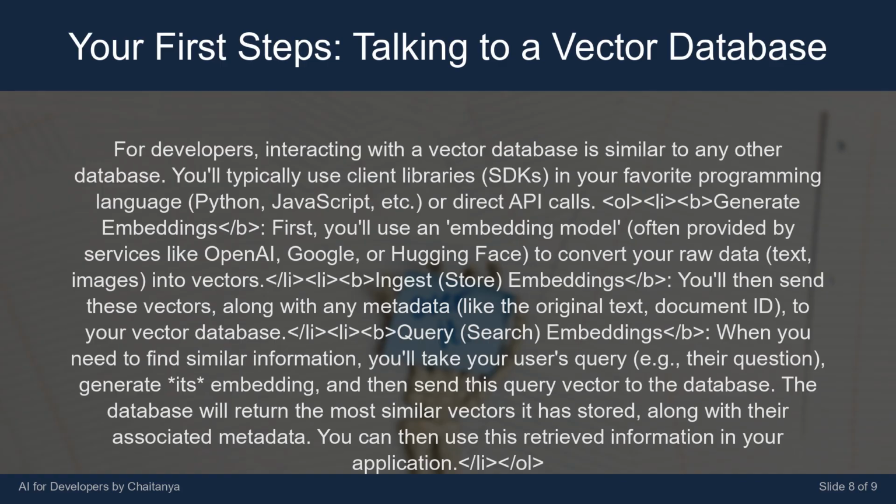Query, search embeddings. When you need to find similar information, you'll take your user's query, e.g., their question, generate its embedding, and then send this query vector to the database. The database will return the most similar vectors it has stored, along with their associated metadata. You can then use this retrieved information in your application.